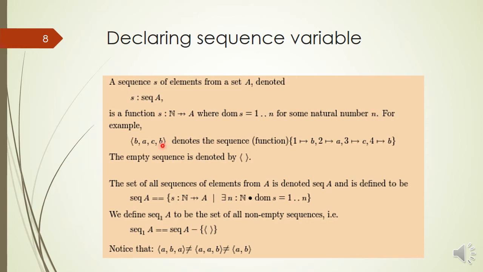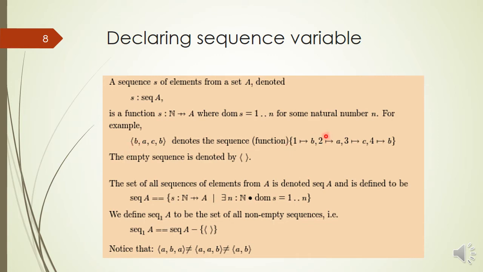For example, the sequence given in this slide contains four elements. So this sequence has size 4 or length 4, and the elements are listed in angle brackets, and this sequence can be represented as a function because the position of element B is 1.